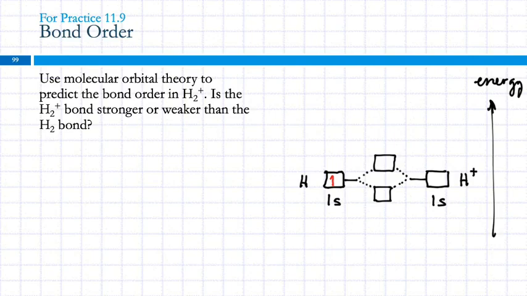When s orbitals overlap, they always form sigma. S and sigma, same letter, right? So we call this a sigma 1s orbital because it's the overlap of two 1s orbitals. This one is an anti-bonding orbital, and so it's a sigma star 1s. So we've got atomic orbitals on the left and the right, and our molecular orbitals are in the middle. Everybody with me? Kind of.